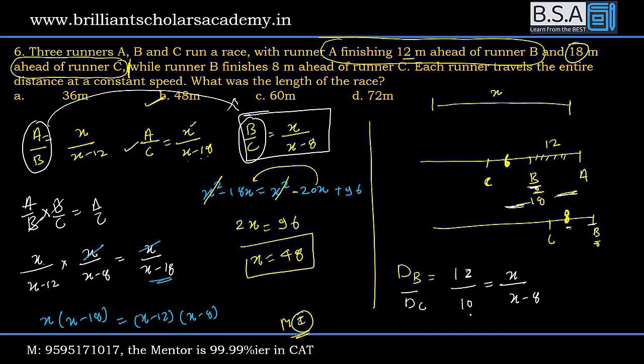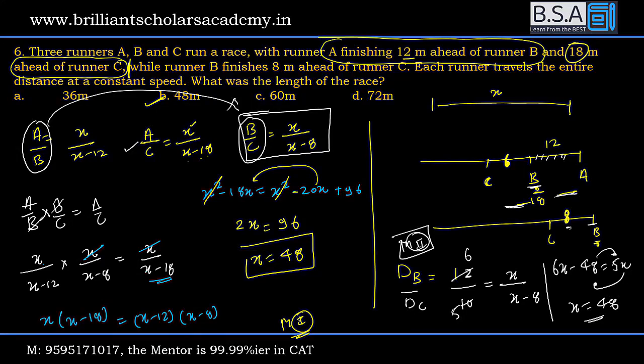So if you solve this, please observe. Cancel this 6 times, cancel this 5 times, cross multiply. 6x minus 48 is equal to 5x. Bring this here, send this there. x is equal to 48. This is method 2.